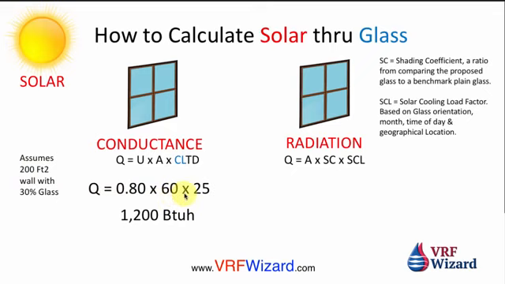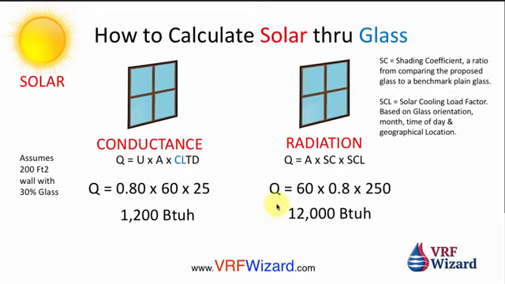And then we're going to say our delta T between inside and outside temperature is 25. So that would make, since we said our inside is 75, our outside design temperature 100. So now we have to figure the radiation load from the sun, which is a different calculation.